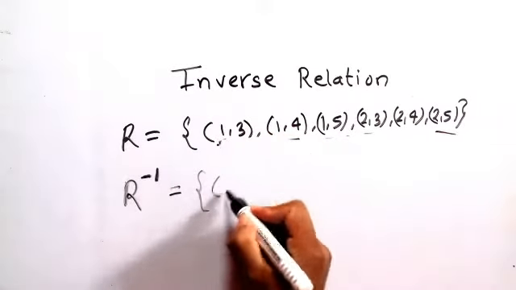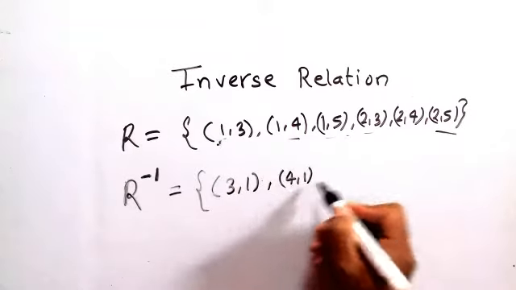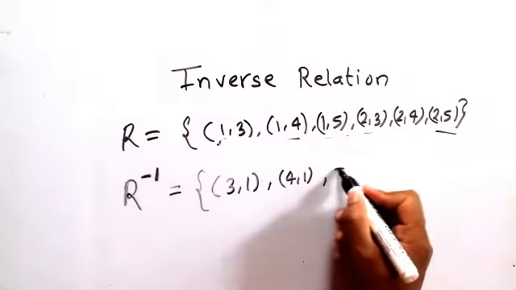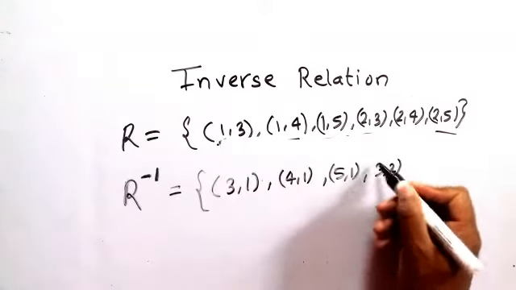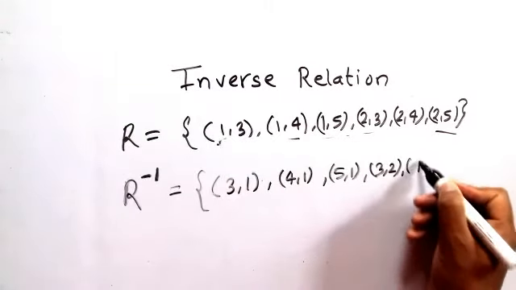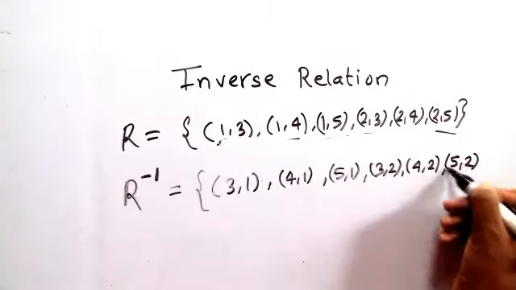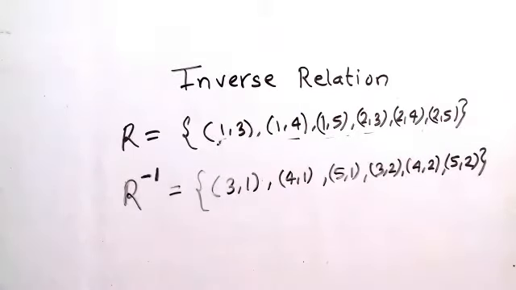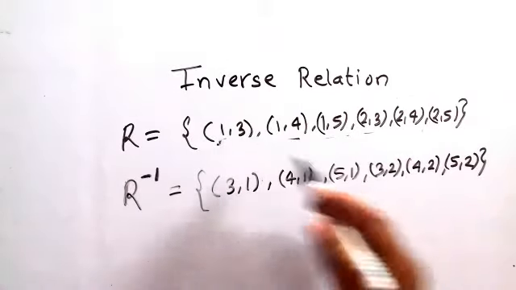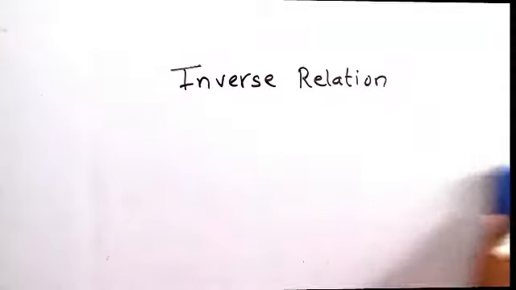Now let us write. This will become (3,1), (4,1), (5,1), (3,2), (4,2) and (5,2). In this way we have learned about inverse relation also. Now let us write the definition of inverse relation.